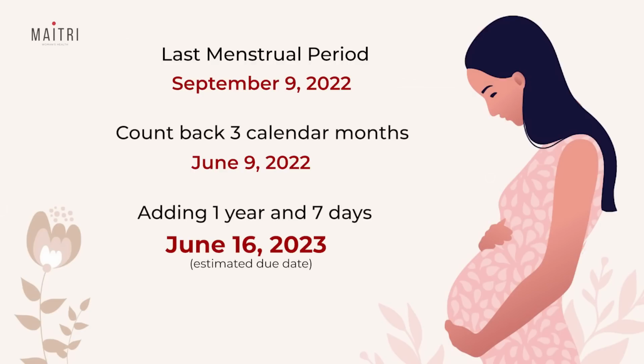This 3-step method is called Naegele's rule, and it is based on a normal 28 days menstrual cycle. If your cycle is longer, the estimated due date will be later. If you have a shorter cycle, then your due date will be earlier.